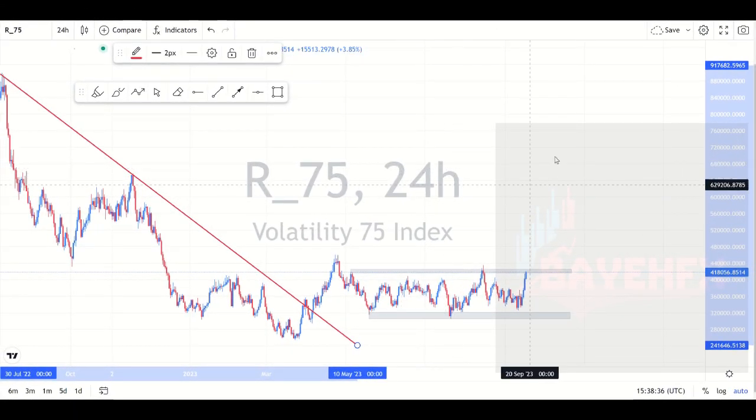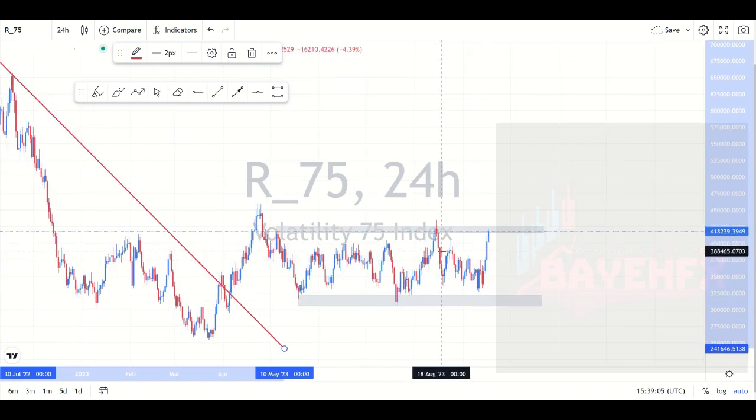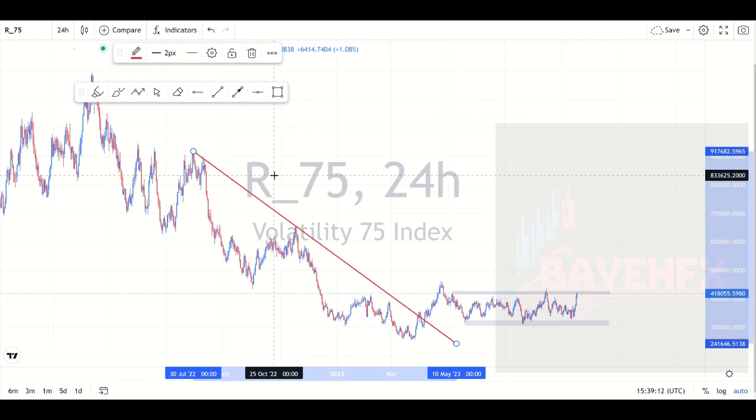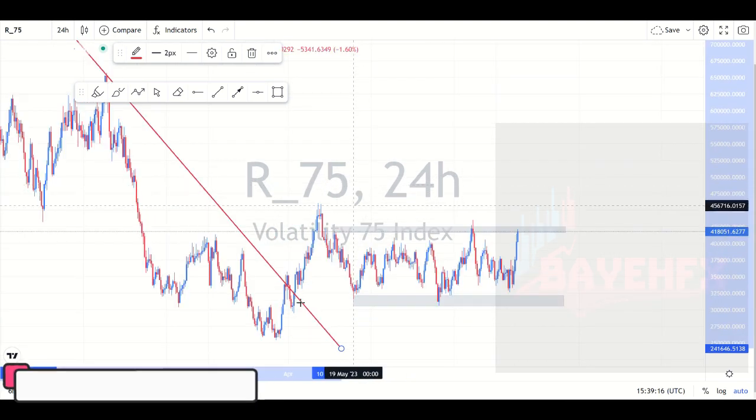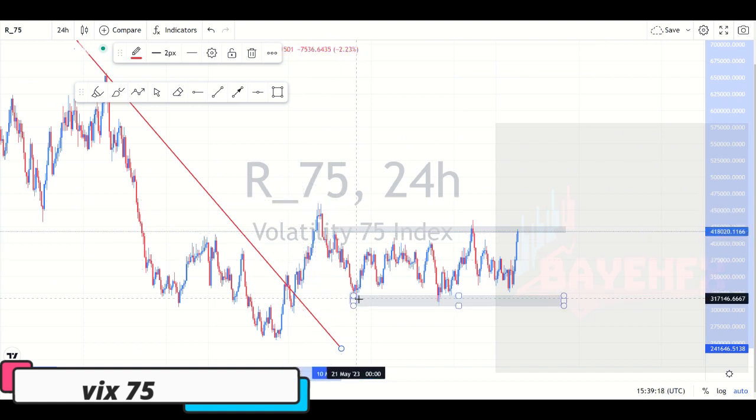Okay guys, this volatility. You can see we have a nice breakout there on the end of the trend on VIX75 this week. This is our overall trend, and we broke out and we started a nice spike there, and the market came back for a nice retest.